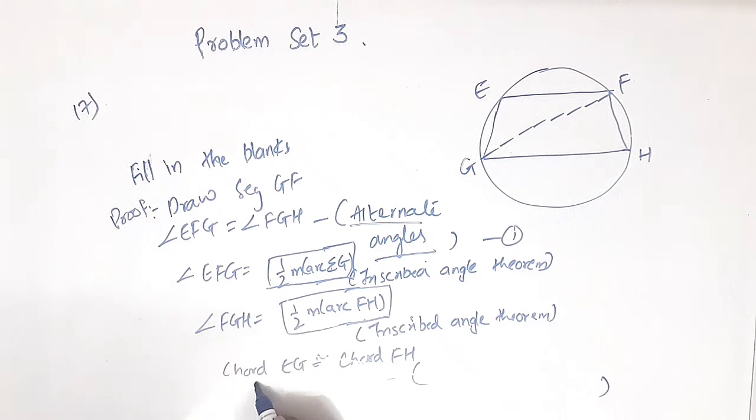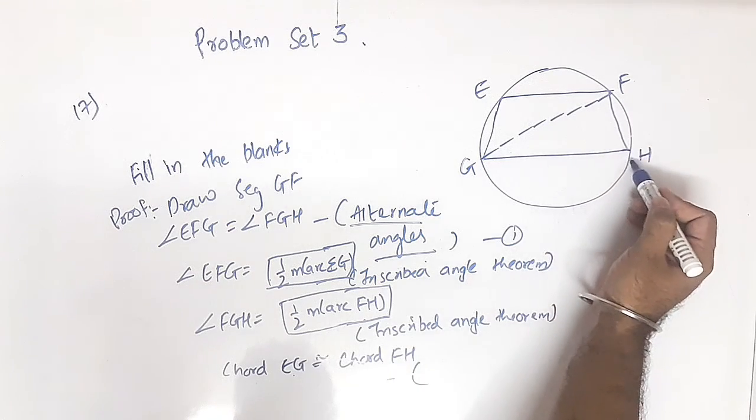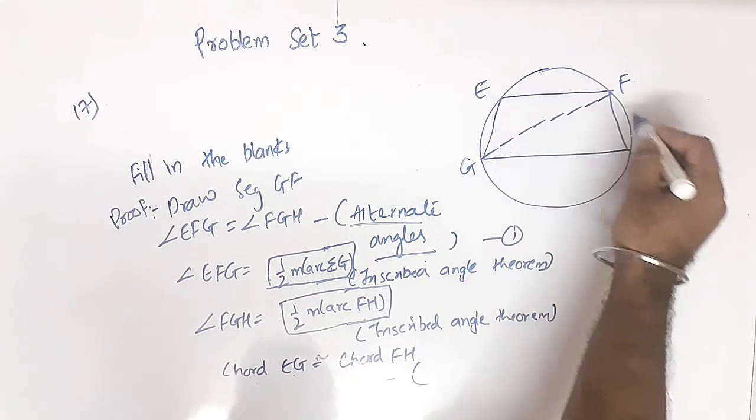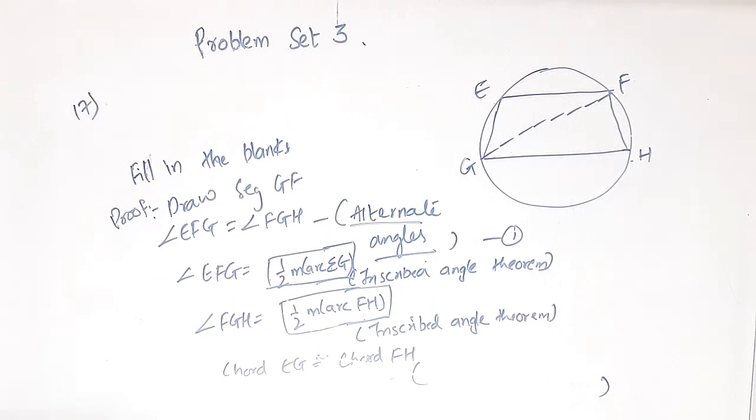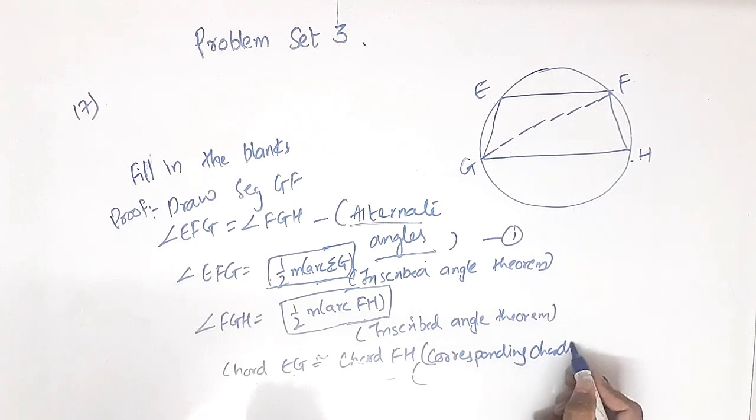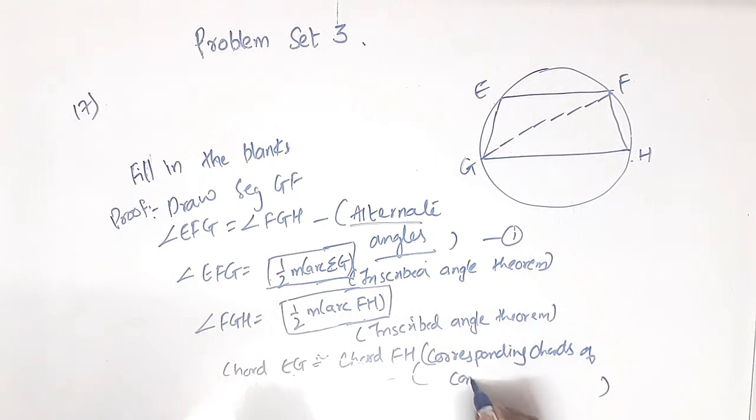And lastly, chord EG is congruent to chord FH. Why? Because these arcs are also congruent. So the reason is corresponding chords of congruent arcs. Okay, so with this we complete our 17th one. Let us move on to the 18th one.